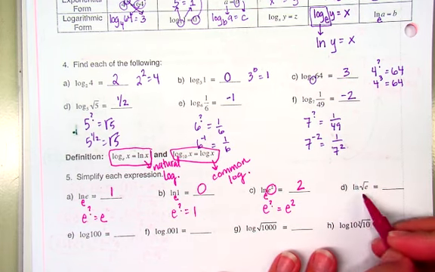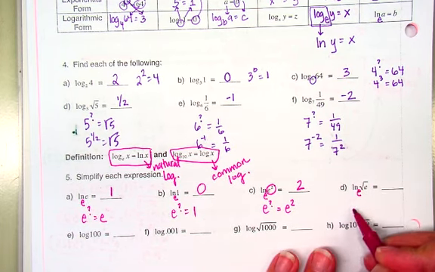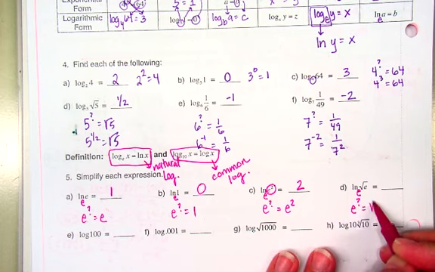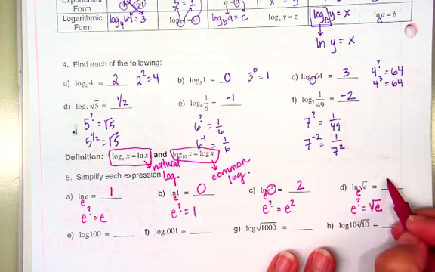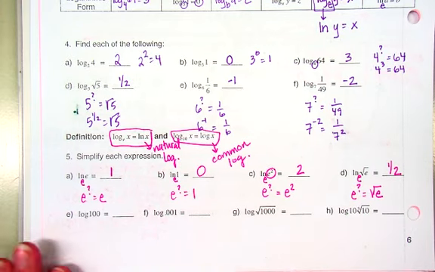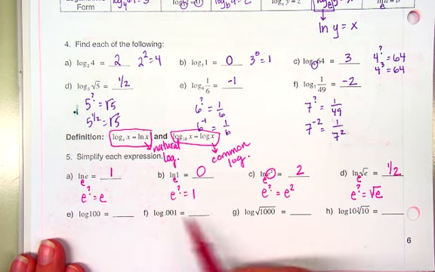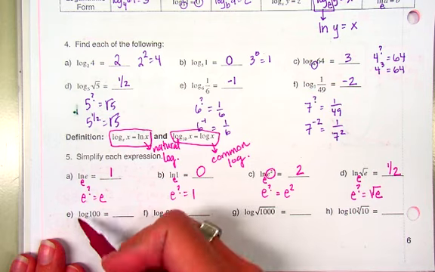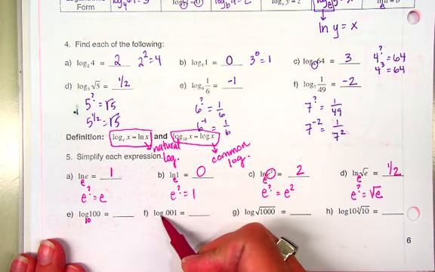How about this one? Again, it's like a base e. E to what power equals the square root of e? Well, that's obviously 1/2, since that's the same thing as taking a square root. All right, let's try these on the next row. These are all common logs. So notice there's no bases on any of those. So if there is no base, you assume it's a base 10.